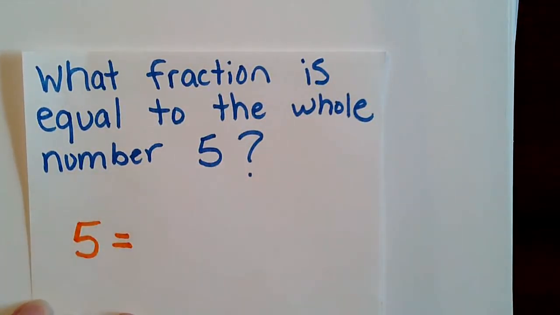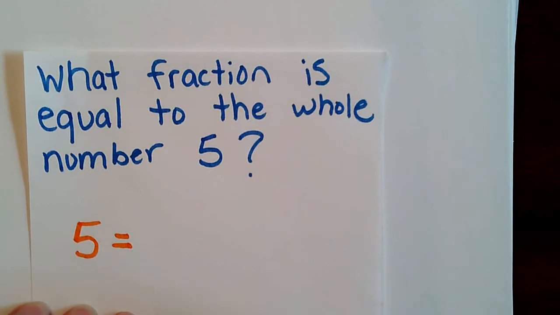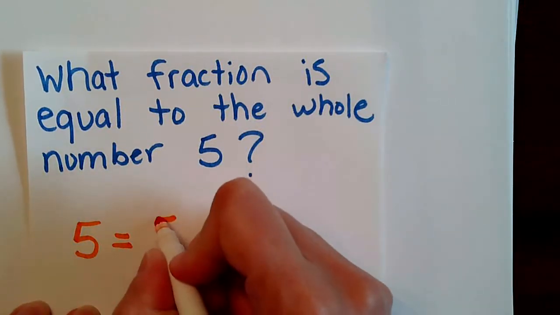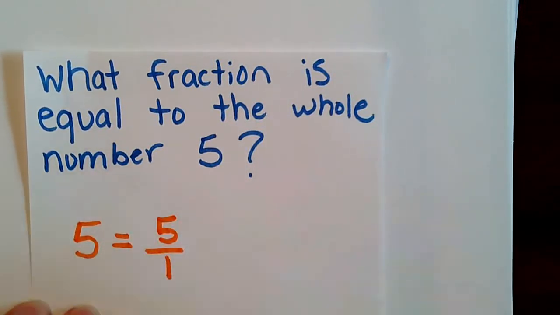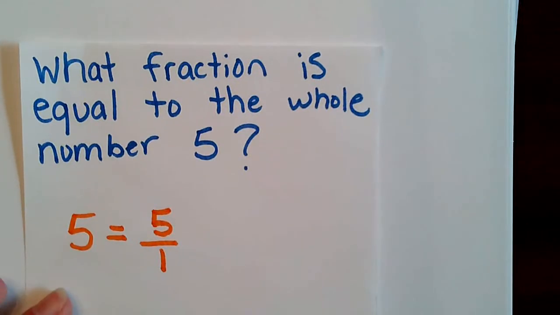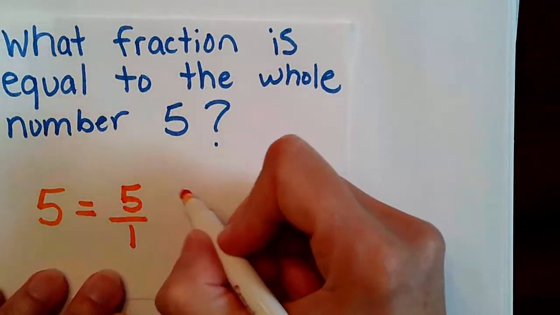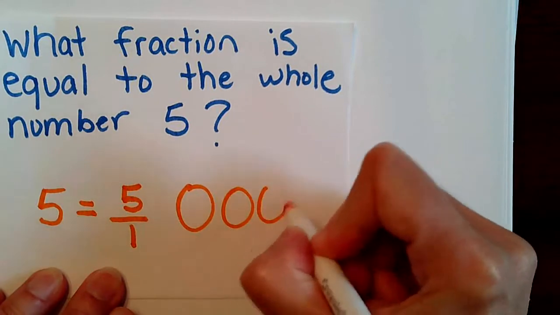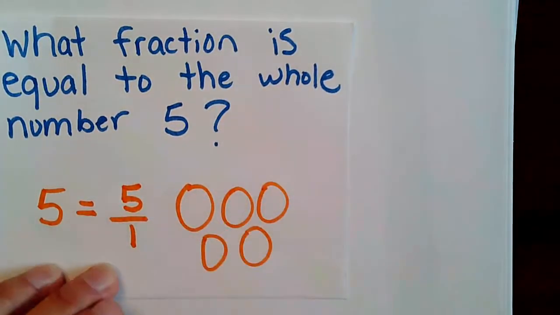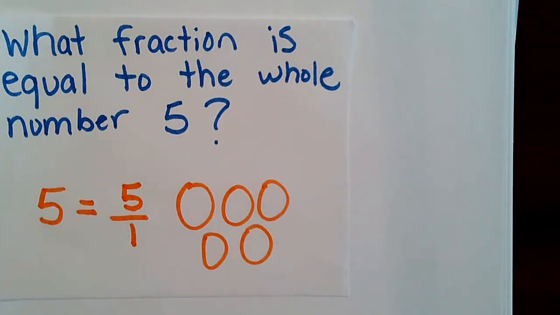5 is equal to, and if we were writing that as a fraction, we just put a 1 under it and we say that as 5 wholes. And we could draw that quickly. 1, 2, 3, 4, 5. And we don't partition or divide the circles at all because they are wholes. 5 wholes.